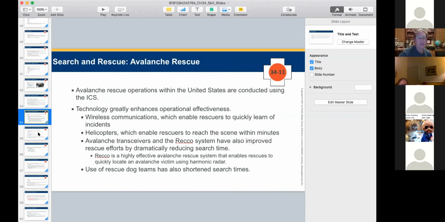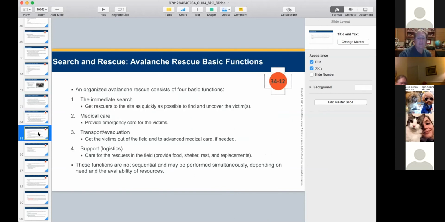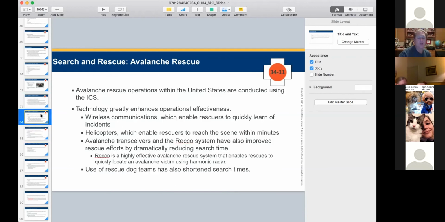When we do the avalanche rescue, we do use a setup of the ICS. Has anybody started patrolling yet? Okay. So if you get a chance, go over, do you know what the RICO is? Yes. Okay. If you have a beacon, take advantage of the beacon park trainer that we have up there.